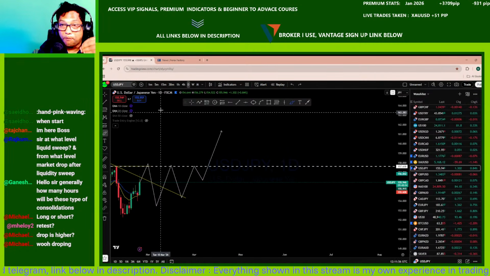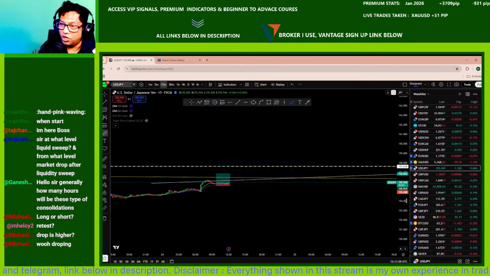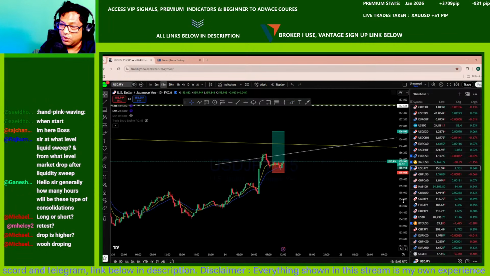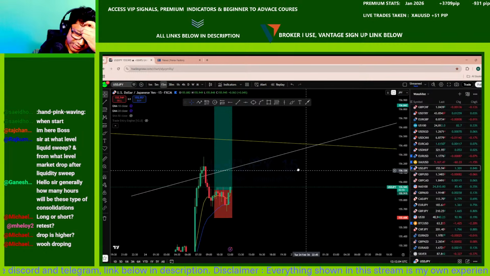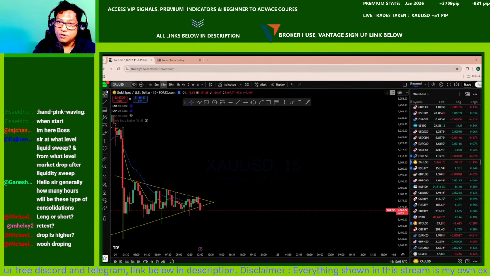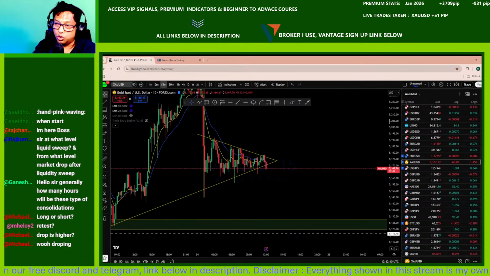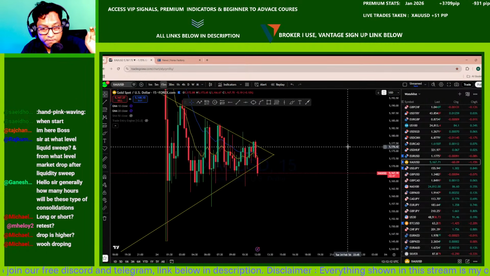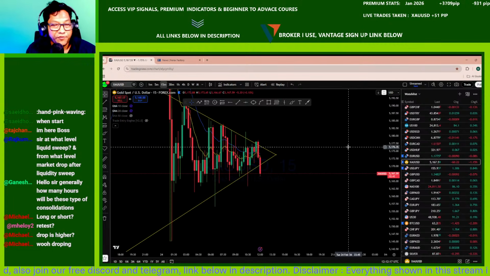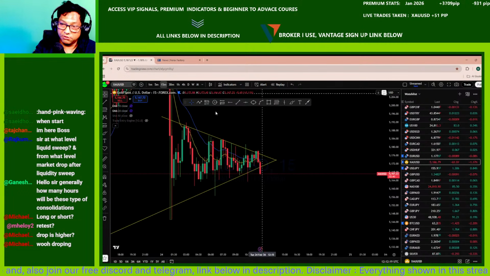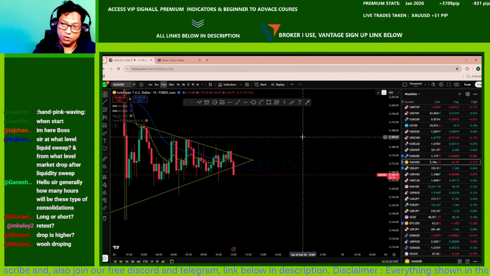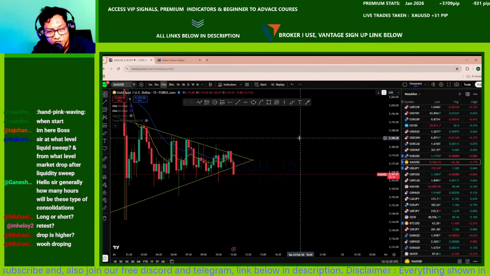Therefore the bias here on the lower time frame on dollar yen is bullish, and that's why I have opened the buy on USD JPY, which is still running in the same direction that we discussed. We'll be going back to that. You can see that gold also, so if XAUUSD is going to be bearish, dollar yen is bullish. They usually move in opposite directions, right?